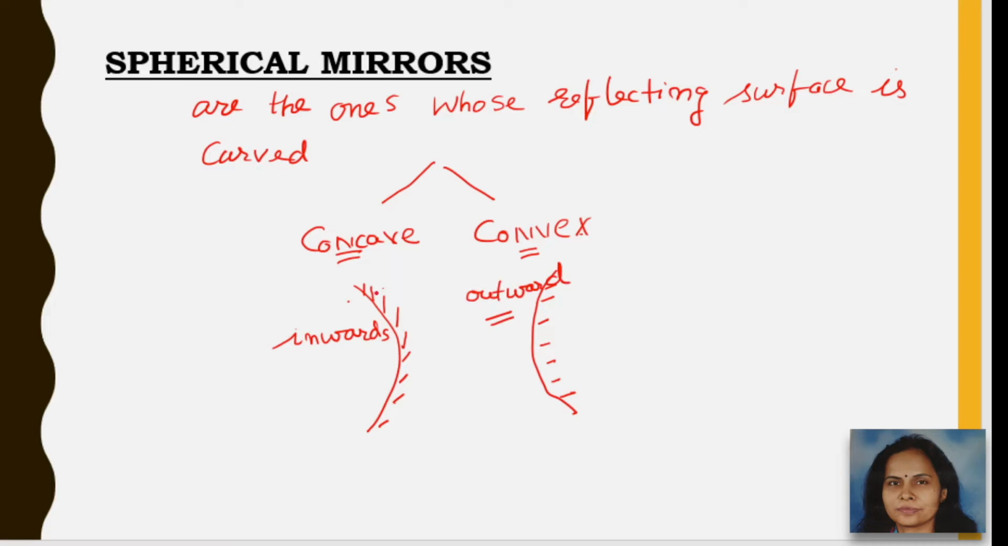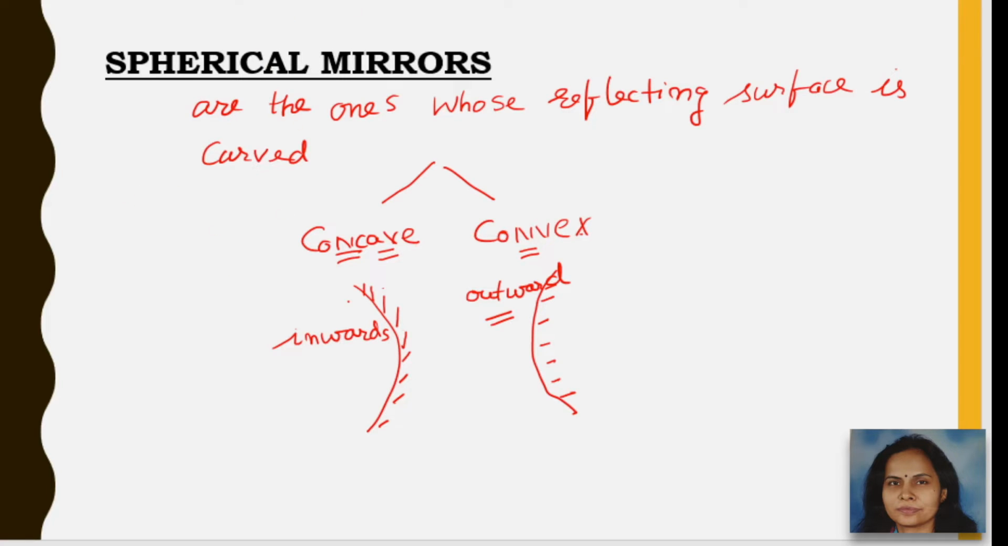So what is the other way to learn which one is concave mirror and which one is convex mirror? In case of concave mirror, the reflecting surface makes the cave, that means inward, makes the cave. So whenever the reflecting surface makes the cave, this is concave mirror. And another one is the convex mirror.